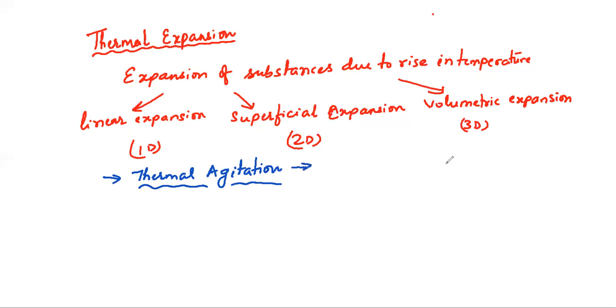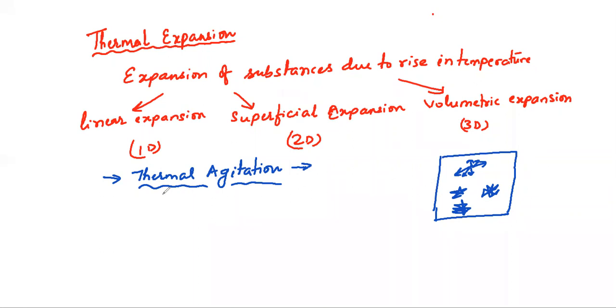Whenever you consider a substance, there are so many atoms present in the substance. These atoms are in random motion. They are vibrating like this. These atoms are fixed in their position, they have a fixed position here, but they are vibrating randomly. So when we provide heat, the vibration increases. Their random motion or oscillation increases.